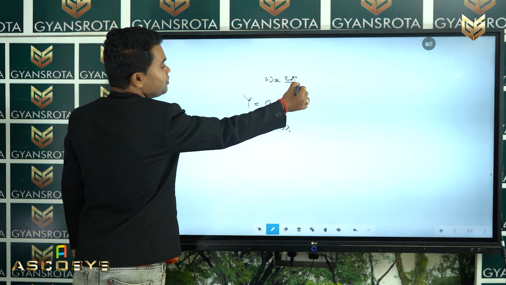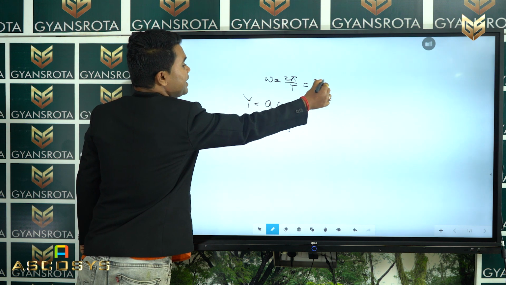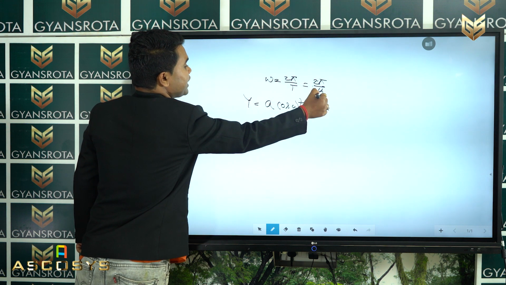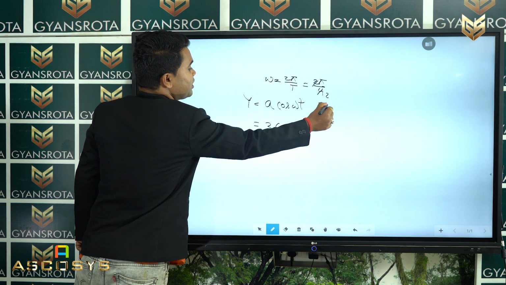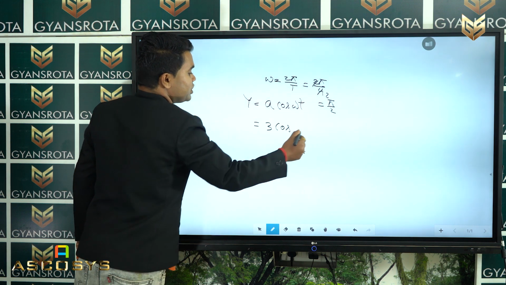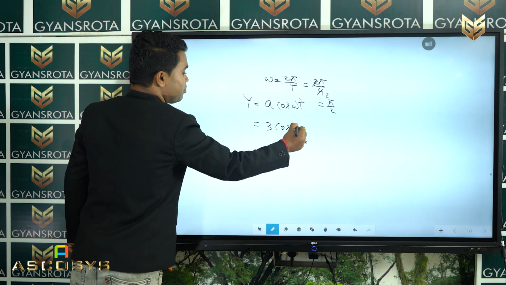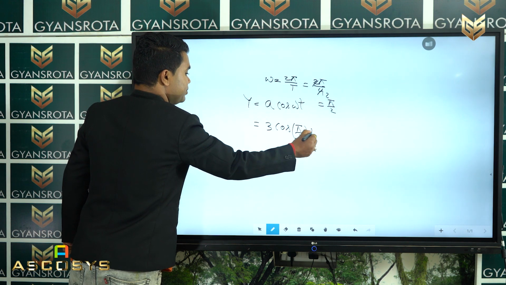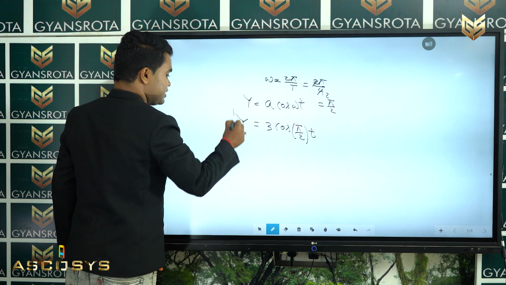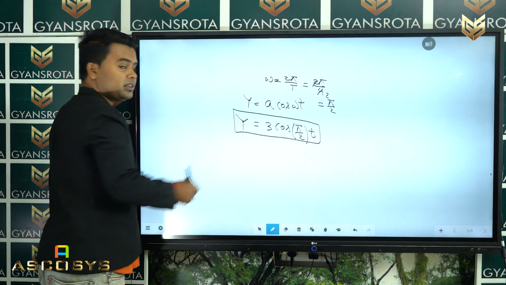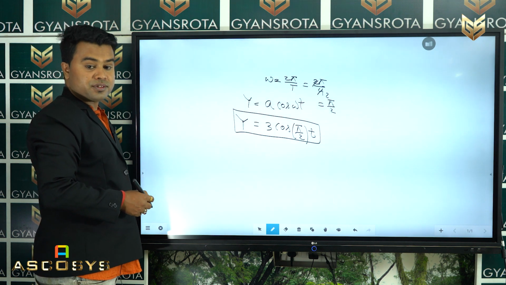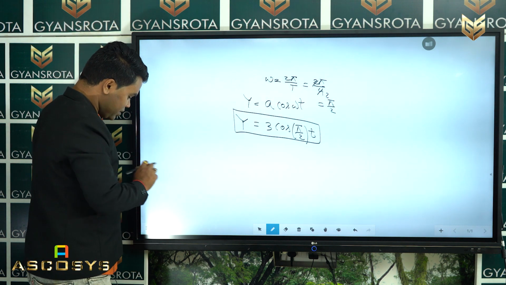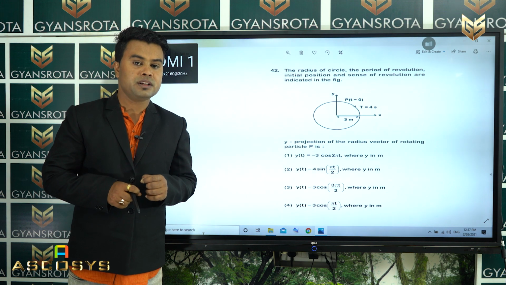Now T is given to be 4 seconds, so 2 pi by 4. So 2 and 4 get cancelled, which comes out to be pi by 2. So in place of omega, I will write down pi by 2 multiplied with t. So this is your answer. Simply you can solve using the formula. If you see the question and the options, your final answer will be number 4.